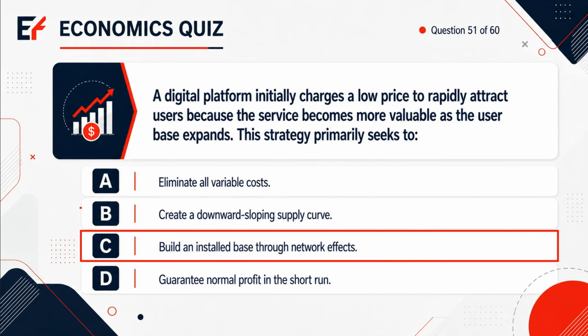Option A is incorrect because low pricing does not eliminate variable costs. Option B is incorrect because a downward sloping supply curve is not the objective of this pricing strategy. Option D is incorrect because the firm may accept lower short-run profit while it builds its user base.